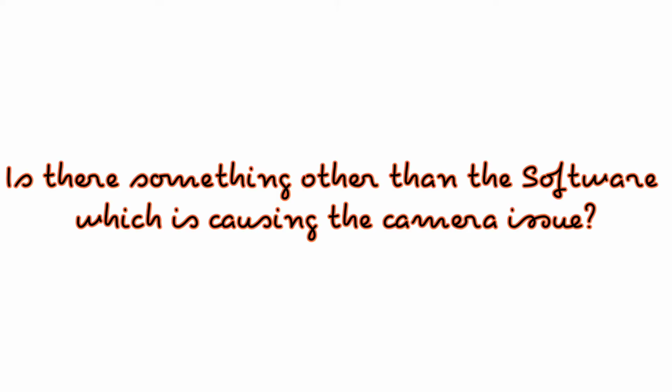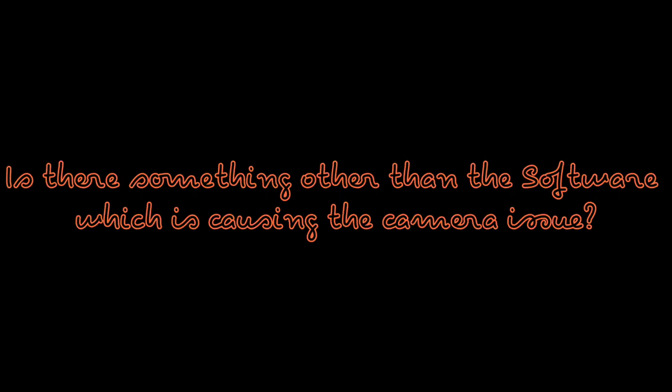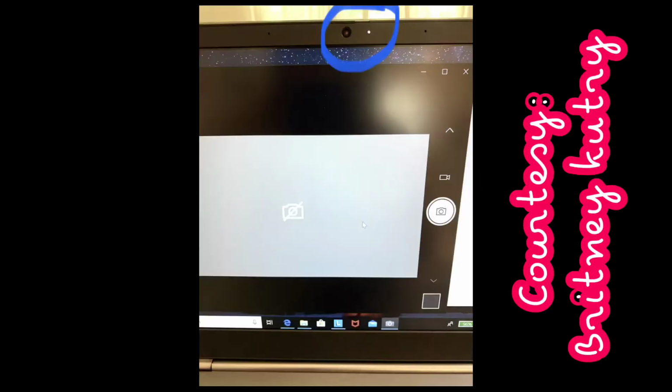Next question: is there something other than the software which could cause the issue? And yes, there is. In some laptops there is this red dot slider thing to cover the laptop camera. I'll just show this picture from one of the users who commented in the video. Her laptop had this red dot slider right beside the laptop's camera, and if it's shut off, then the camera settings won't work.